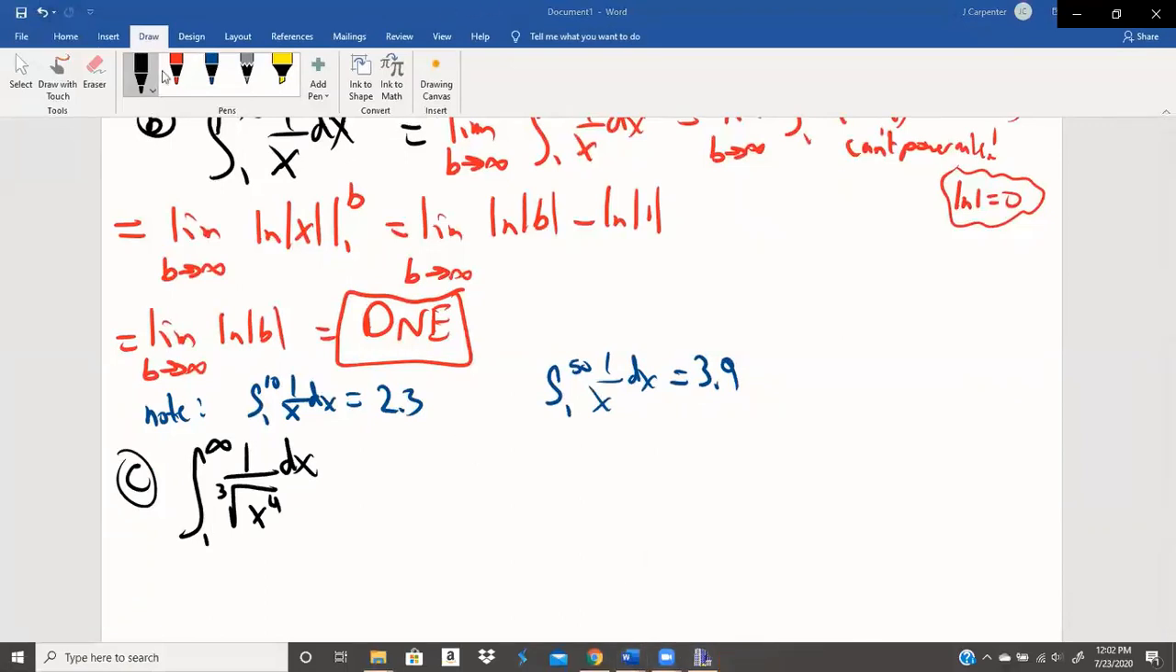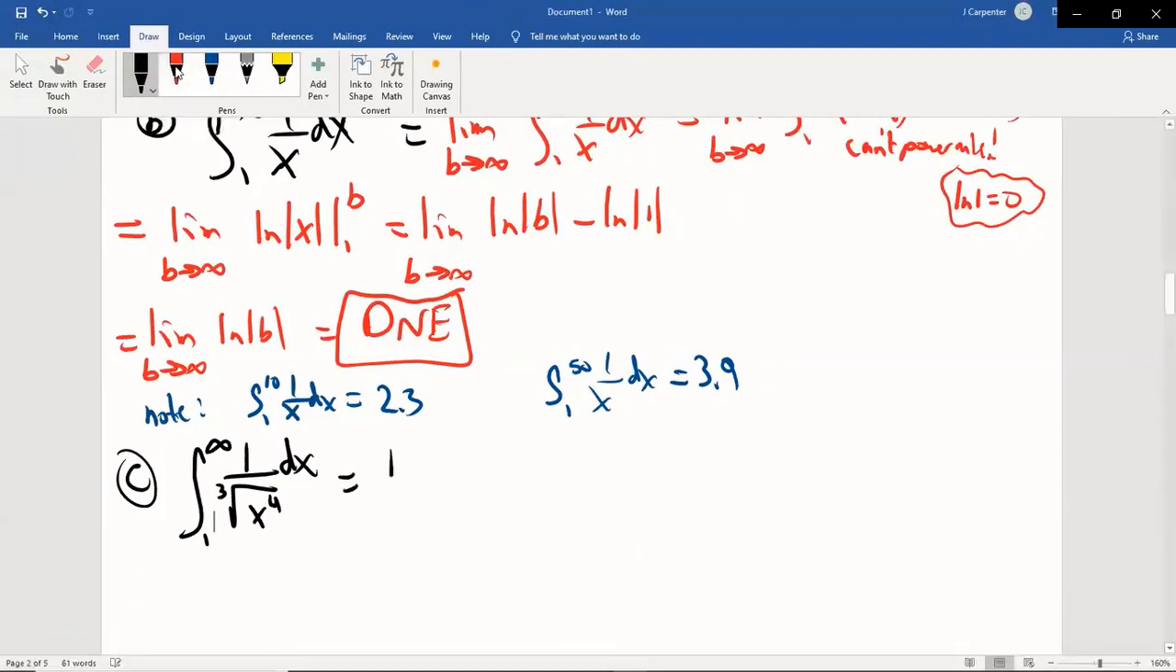All right, so let's limit this thing. The limit as b goes to infinity, integral 1 to b, 1 over the cube root of x to the 4th dx. There are two major issues with this integrand, that is the function inside of the integral. First being, we don't like to see radicals. We need to convert them to rational exponents.